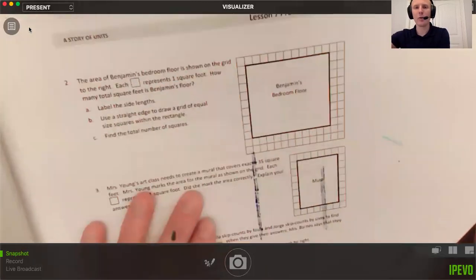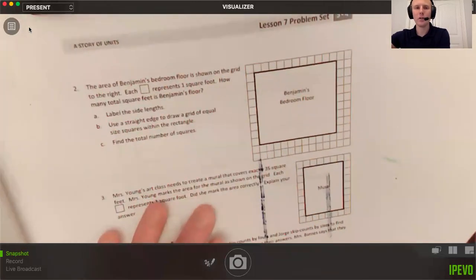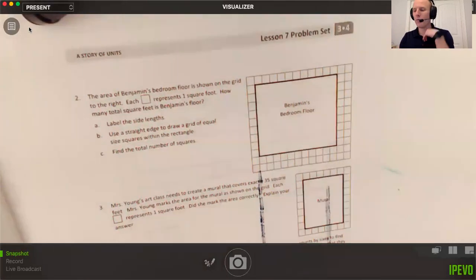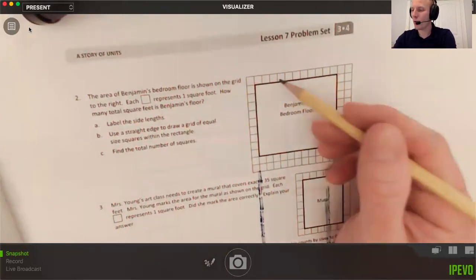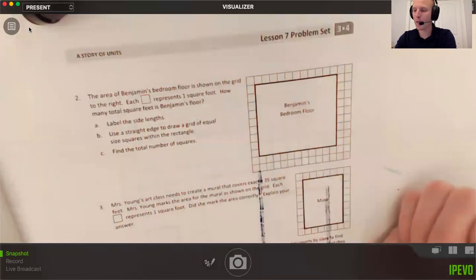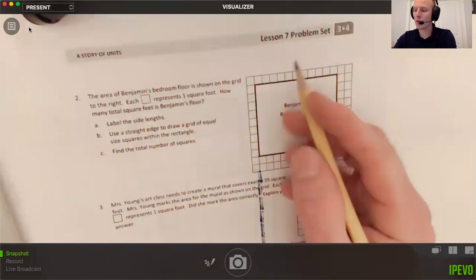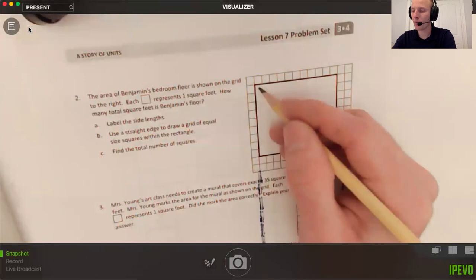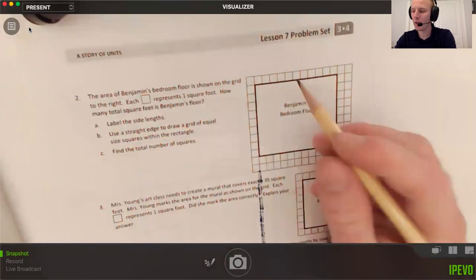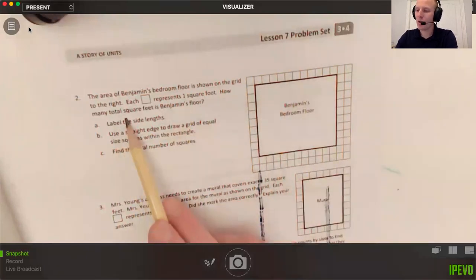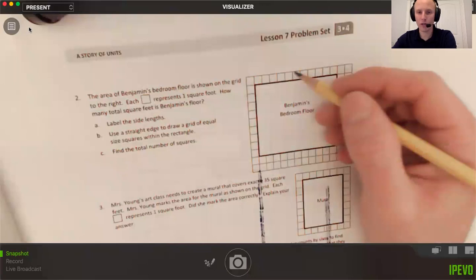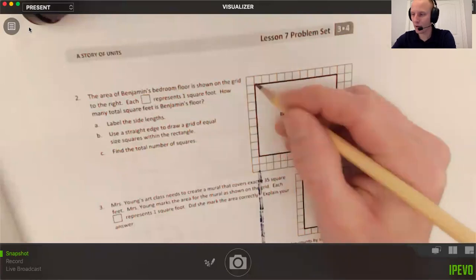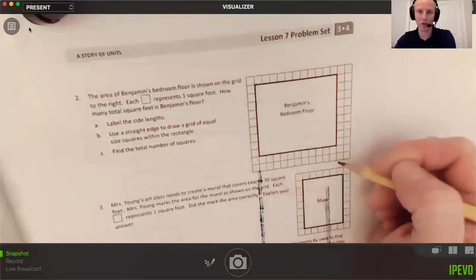Let's look at how this can be applied. So the area of Benjamin's bedroom floor is shown on the grid. So here, this white space is his bedroom floor. Each square represents 1 square foot. So 1 square foot in each spot. How many total square feet is Benjamin's floor? And again, it's not asking for the area of this whole grid. It's just asking for this white portion, outlined in black.